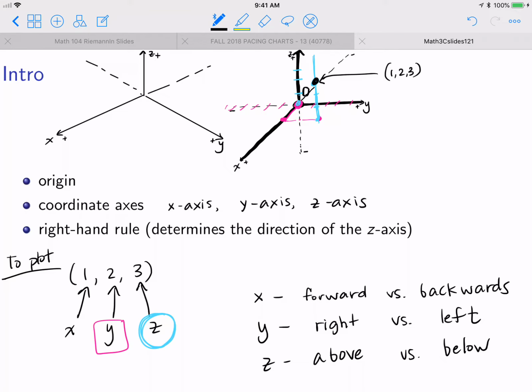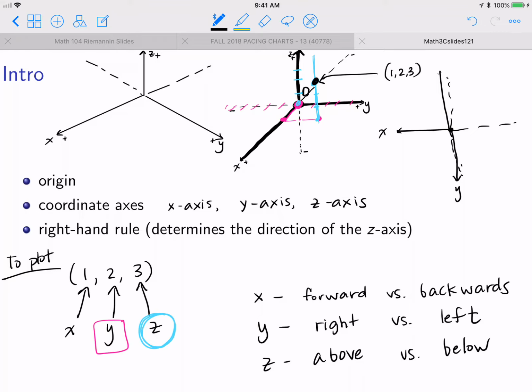Because imagine if you've got your x-axis over here and your y-axis right here, and your z-axis is like that. You've got to know where's your positive z-axis, what's your negative z-axis, right? Well, here's how you determine the direction of the z-axis. You follow the right-hand rule. So the direction of the z-axis is determined by the right-hand rule.